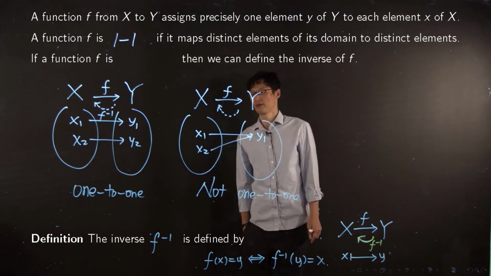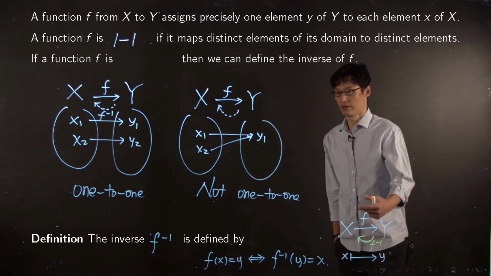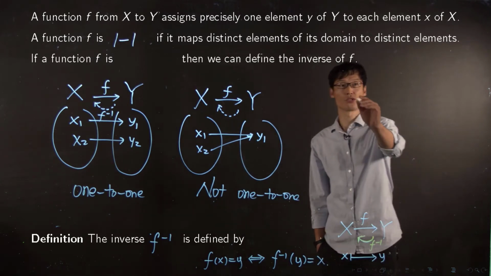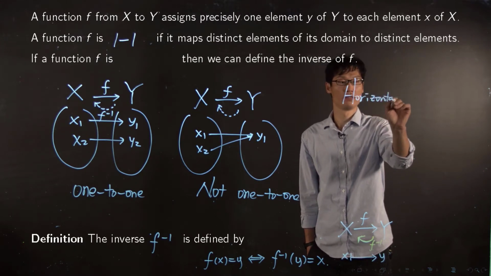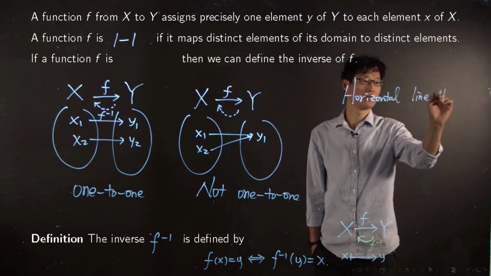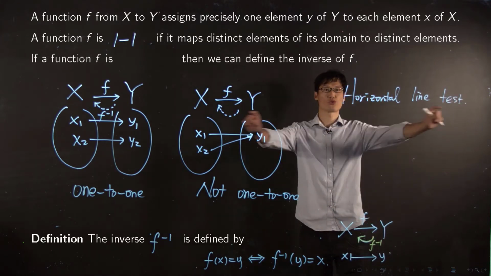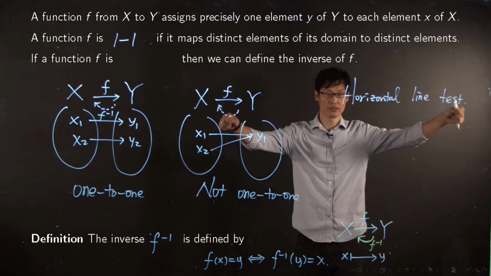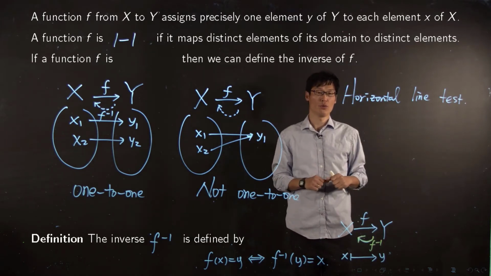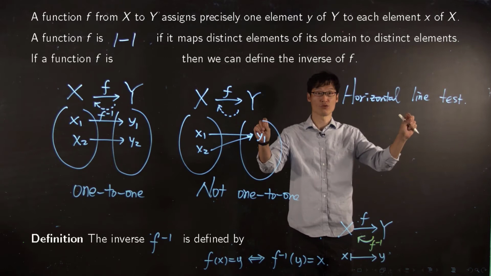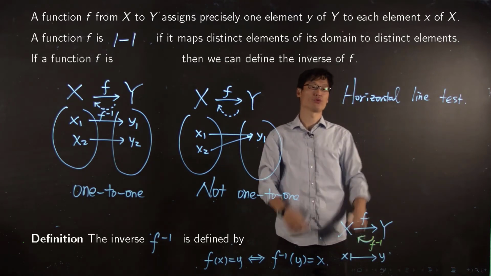When you're given a graph, you can tell whether the function is 1 to 1 or not. For example, you can use the horizontal line test. The idea is you draw a horizontal line and you check the intersection of this horizontal line and your graph. Once this horizontal line intersects your graph more than once, your function is not 1 to 1.